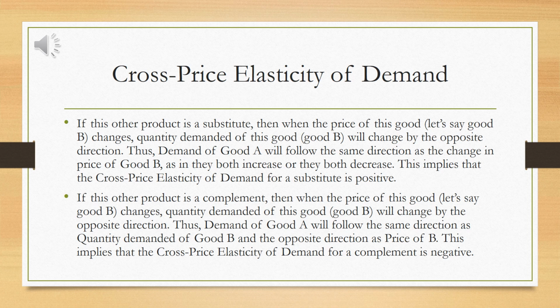If this other product is a complement, then when the price of this good, let's say good B, changes, quantity demanded of this good will change in the opposite direction. Thus, demand of good A will follow the same direction as quantity demanded of good B, and the opposite direction as price of B. This implies that the cross-price elasticity of demand for a complement is negative.